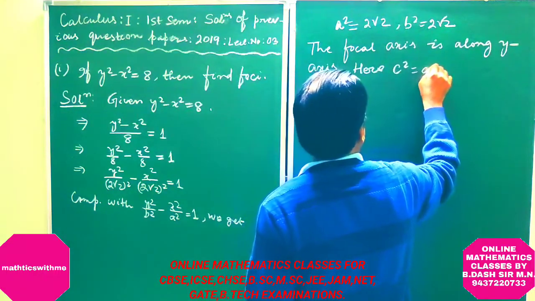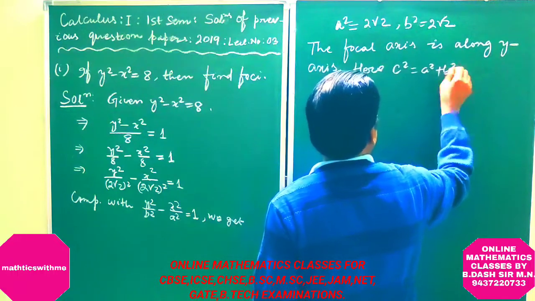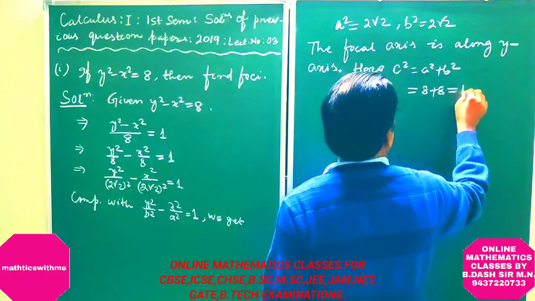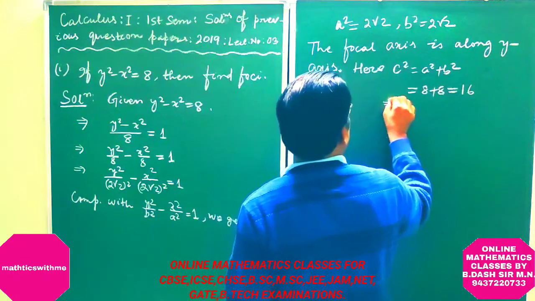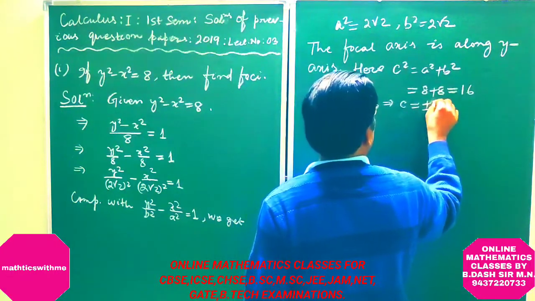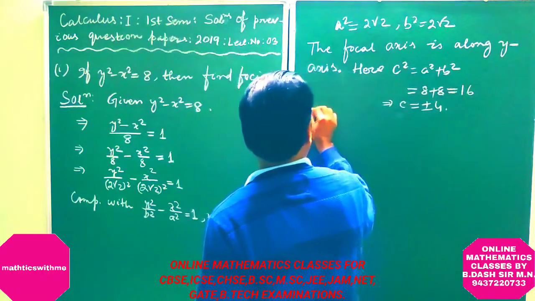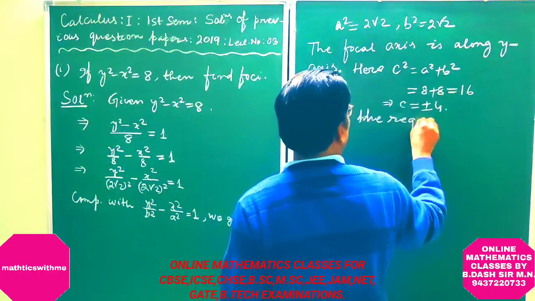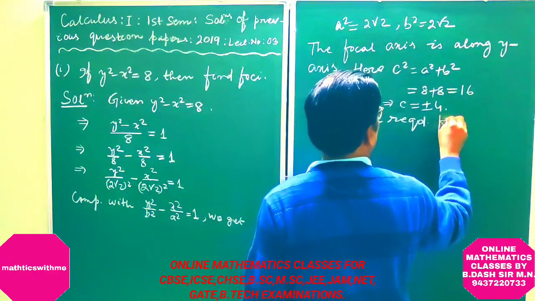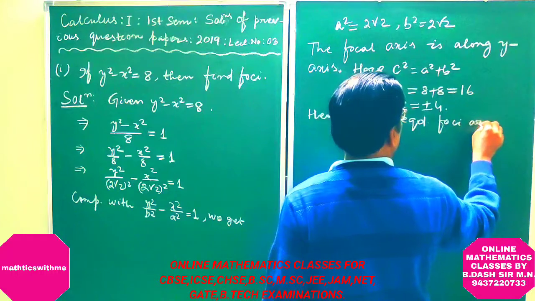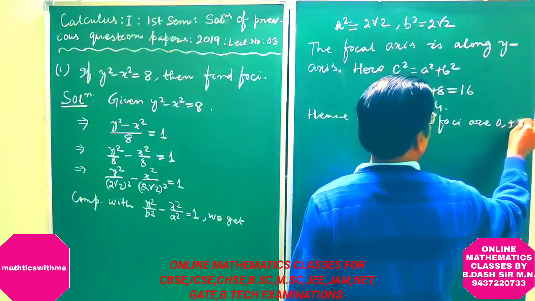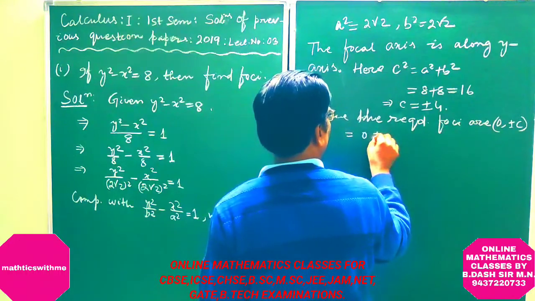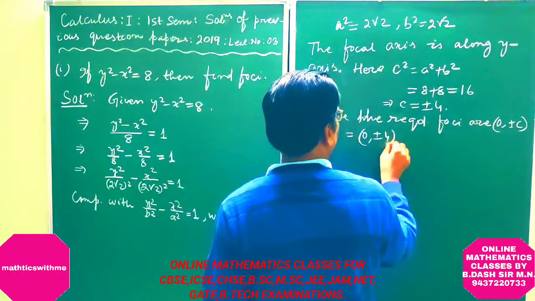c square is equal to a square plus b square is equal to 8 plus 8 is equal to 16, which implies c is equal to plus minus 4. Hence, the required foci are 0, plus minus c, which is equal to 0, plus minus 4.